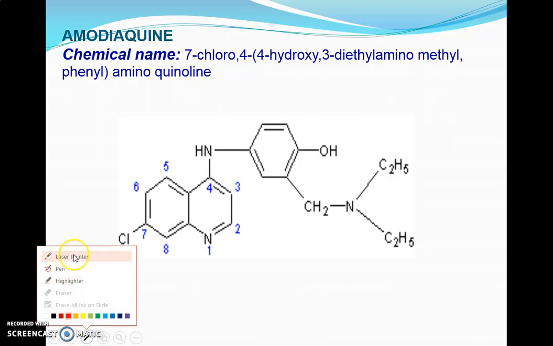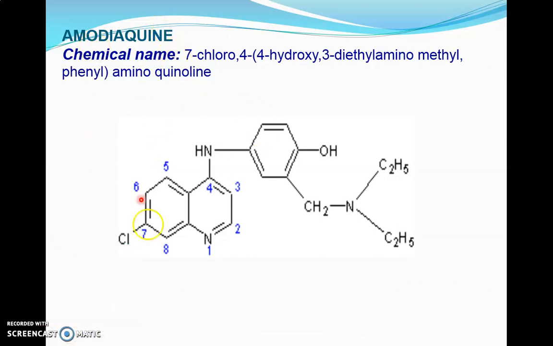So amongst these, the first one is amodiaquine. The structure is important. You see the structural similarity and the difference between amodiaquine and chloroquine. Basically it is again a 4-amino quinoline, like chloroquine. It's again a 4-amino quinoline derivative. The side chain is available, the 7-chloro is the same, and it has quinoline as the parent nucleus.